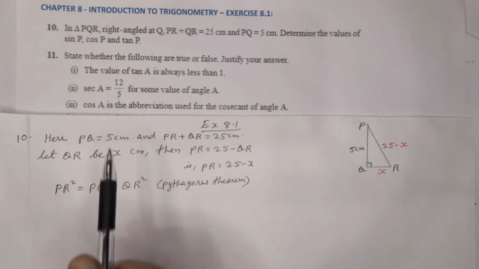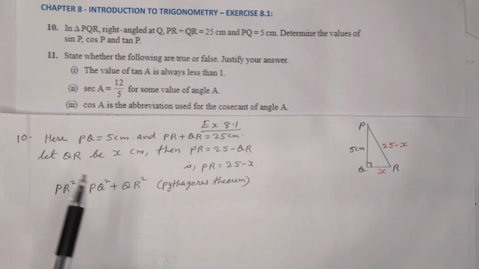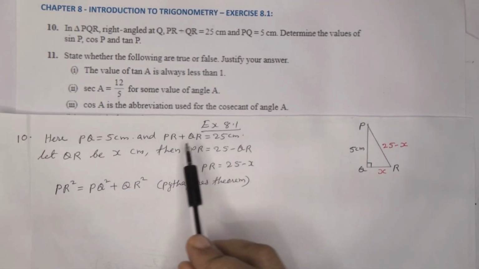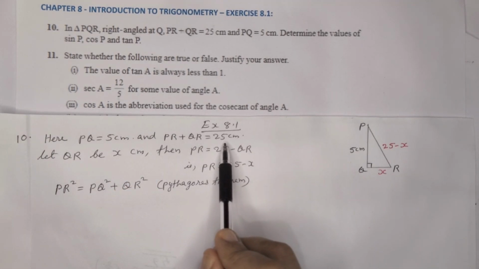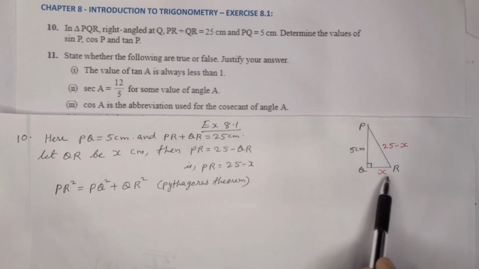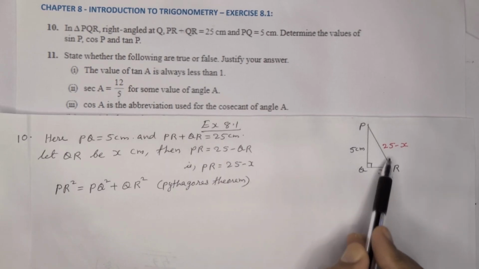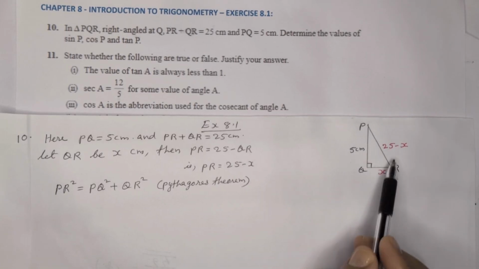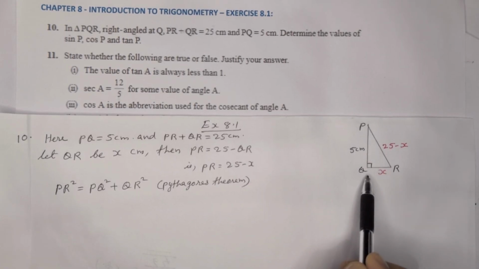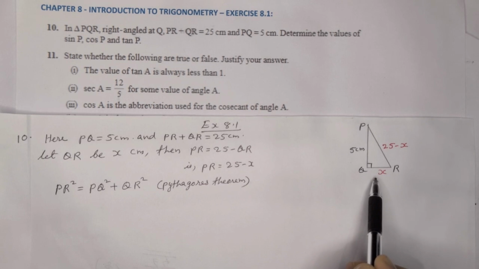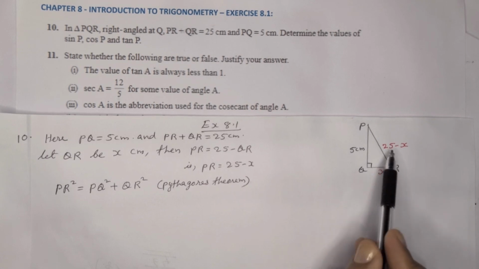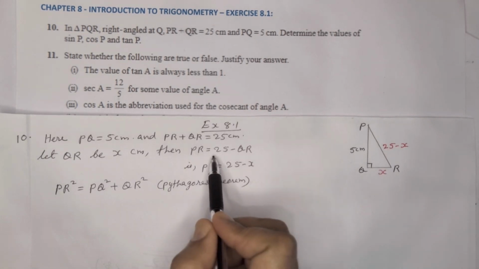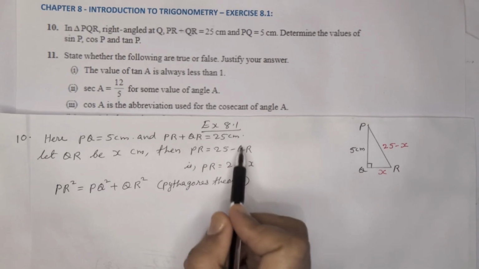Question number 10. In triangle PQR right angled at Q, PR plus QR is equal to 25 centimeter. We can assume that QR is x centimeter, then PR is equal to 25 minus x, because the sum of these two sides is 25, PR plus QR. So first we assume QR is x centimeter, then PR is equal to 25 minus QR.